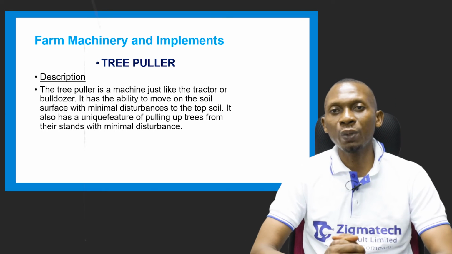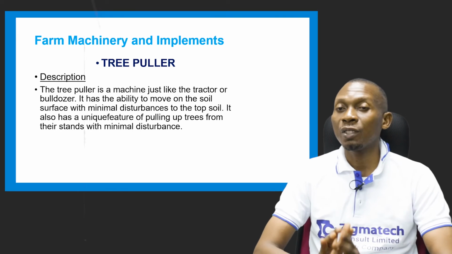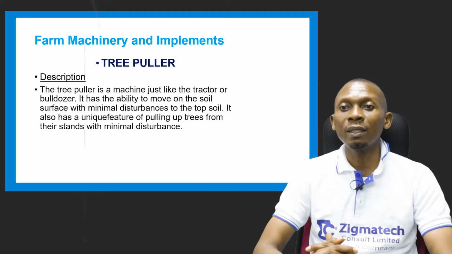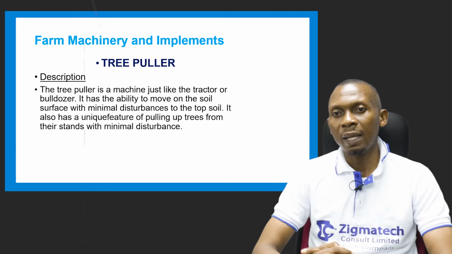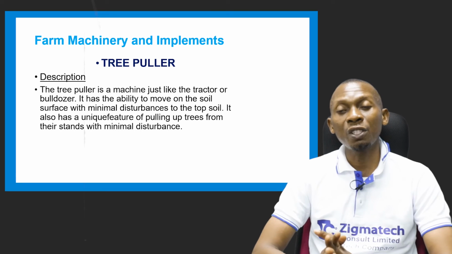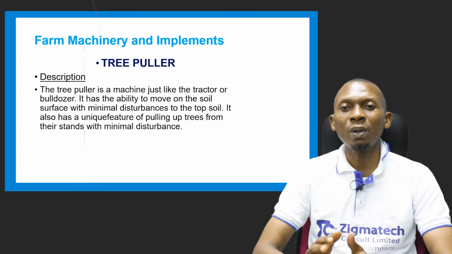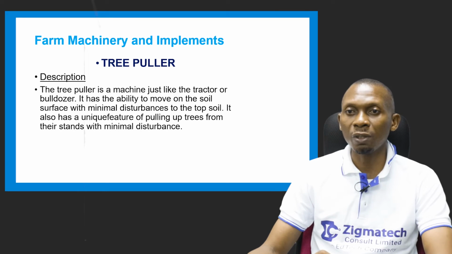Another farm machinery we'll be looking at is called a tree puller. Now, what is a tree puller? It's just a machine that is like the tractor or the bulldozer. It has the ability to move on the soil surface with minimal disturbance to the topsoil, and it has a unique feature of pulling trees. So it's meant for pulling trees, and it does this with minimal disturbance to the soil structure.